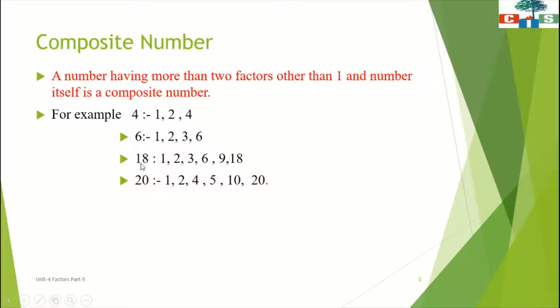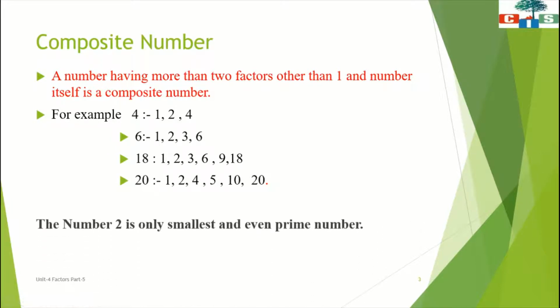Similarly, for 18, what are the factors of 18? 1, 2, 3, 6, 9 and 18. It has more than two factors. Therefore, 18 is a composite number. Now we'll see factors of 20. What are the factors of 20? 1, 2, 4, 5, 10 and 20. These are the factors of 20. It has more than two factors, so 20 is also a composite number.